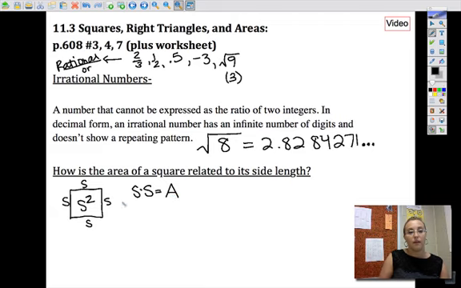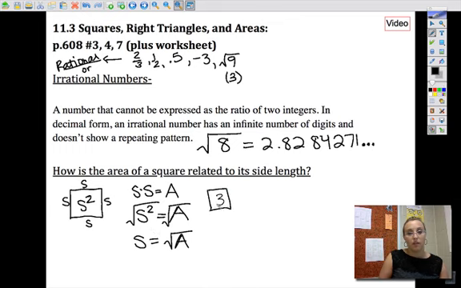Now, if I'm given the area, s squared equals A, and I want to know the side length, I'm going to square root each side to tell me that side equals the square root of the area. So for example, if I have a square of area 3 and I want to know the side length, the sides are all going to be the square root of 3.